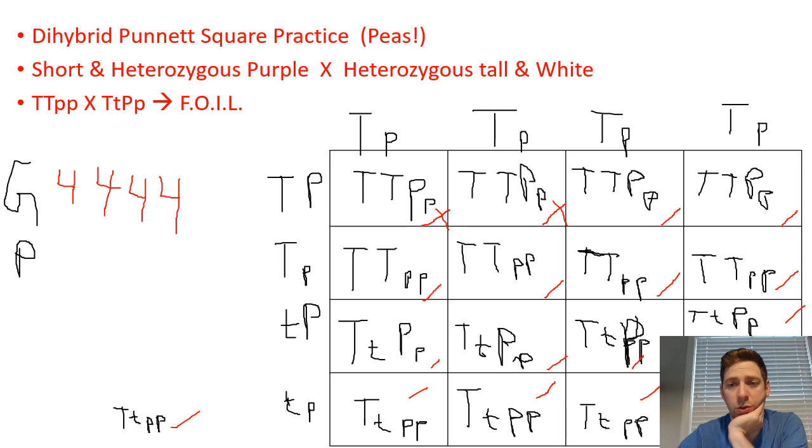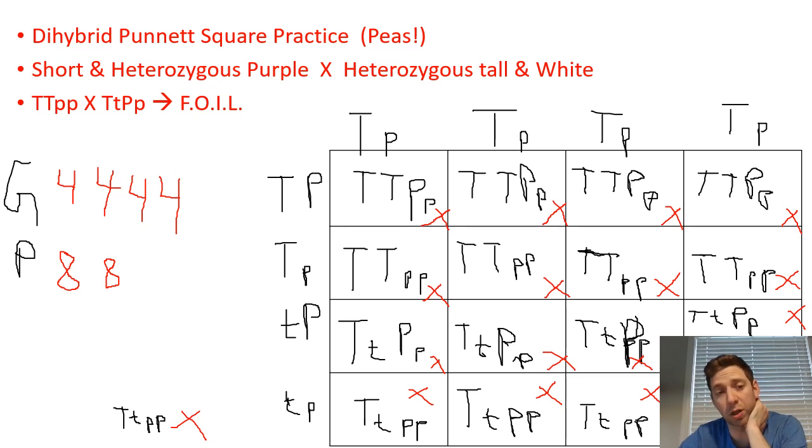1, 2, 3, 4, 5, 6, 7, 8. And now let's look at tall and white. 1, 2, 3, 4, 5, 6, 7, 8. None that are short or purple, none that are short and white. So we see phenotype ratio 8 to 8, genotype ratio 4, 4, 4, 4.